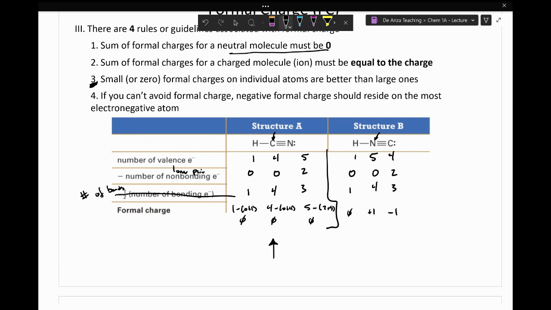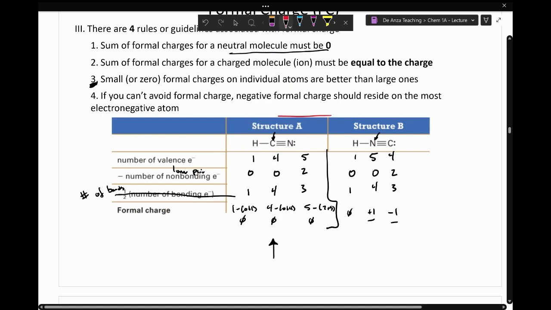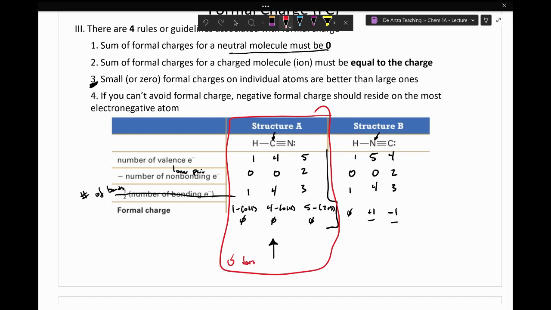So in structure A, we have small or zero formal charges on all of our atoms, and that's favored. We want to have the least amount of formal charges possible, whereas in structure B, we have a +1 and a -1. So wherever we can avoid forming a formal charge, we will. And so for that reason, we favor structure A. This is our preferred structure because we have zero formal charge. Zero formal charge is best. And when I say 0, I mean that all of the atoms have 0.